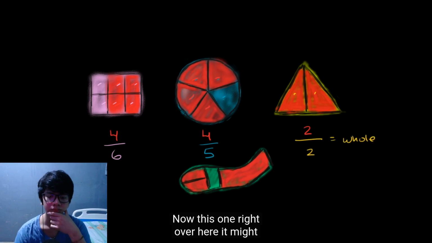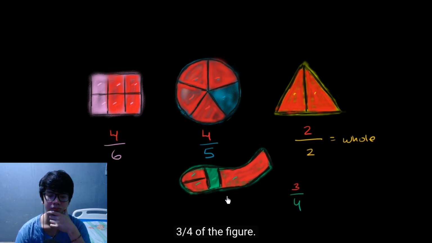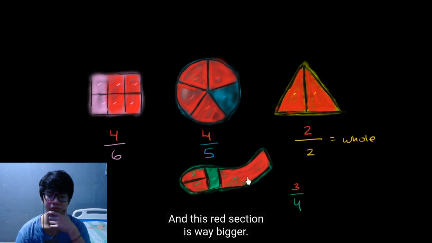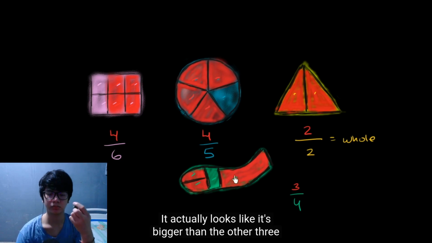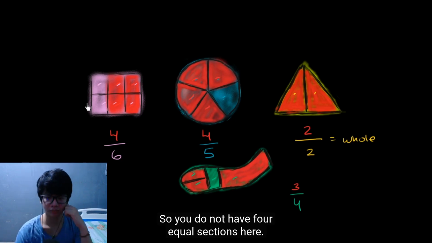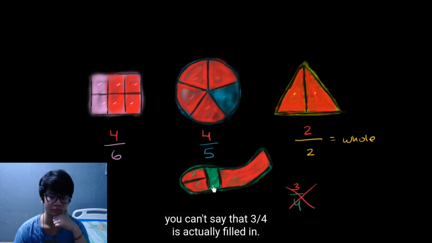Now this one right over here, it might be tempting to say, hey, I have 1, 2, 3, 4 sections, and 1, 2, 3 have been shaded in, so maybe the red represents 3/4 of the figure. But remember, the sections have to be equal sections, and this red section is way bigger. It actually looks like it's bigger than the other 3 combined. So you do not have 4 equal sections here. So at least based on how it's drawn, you can't say that 3/4 is actually filled in.